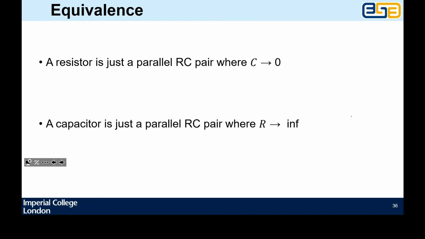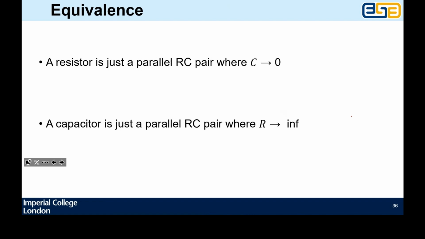There is an equivalence to bear in mind. A resistor is just a parallel RC pair where C has gone to 0. So you've got a parallel RC pair. You can go down one of 2 streams. But if your capacitor doesn't let anything in, then it just is a blocked bit. It's just an open circuit.